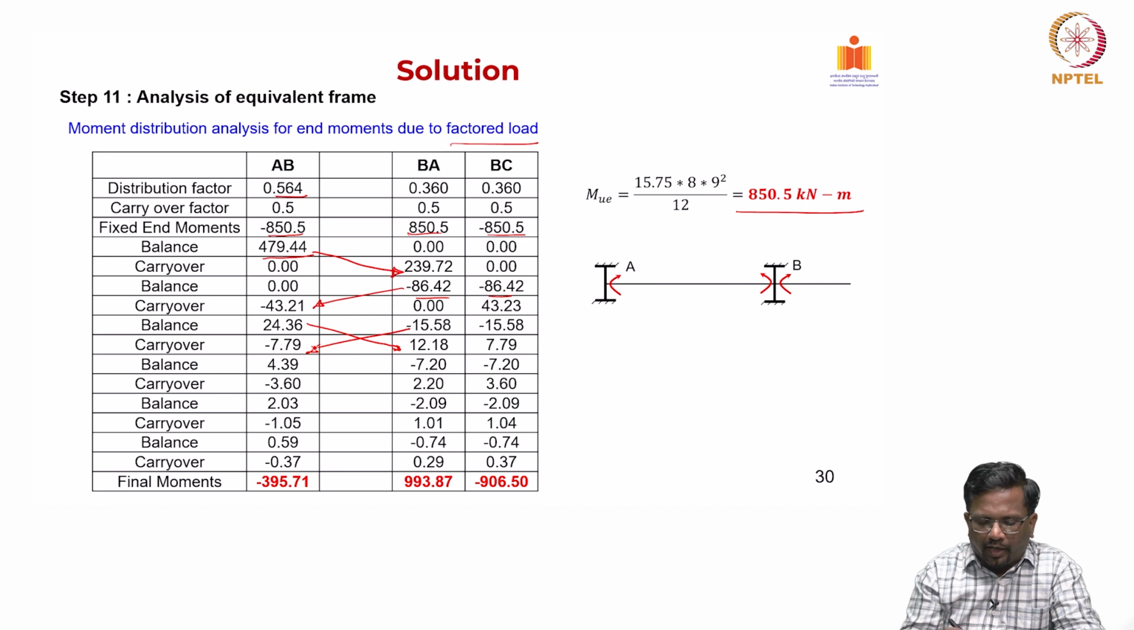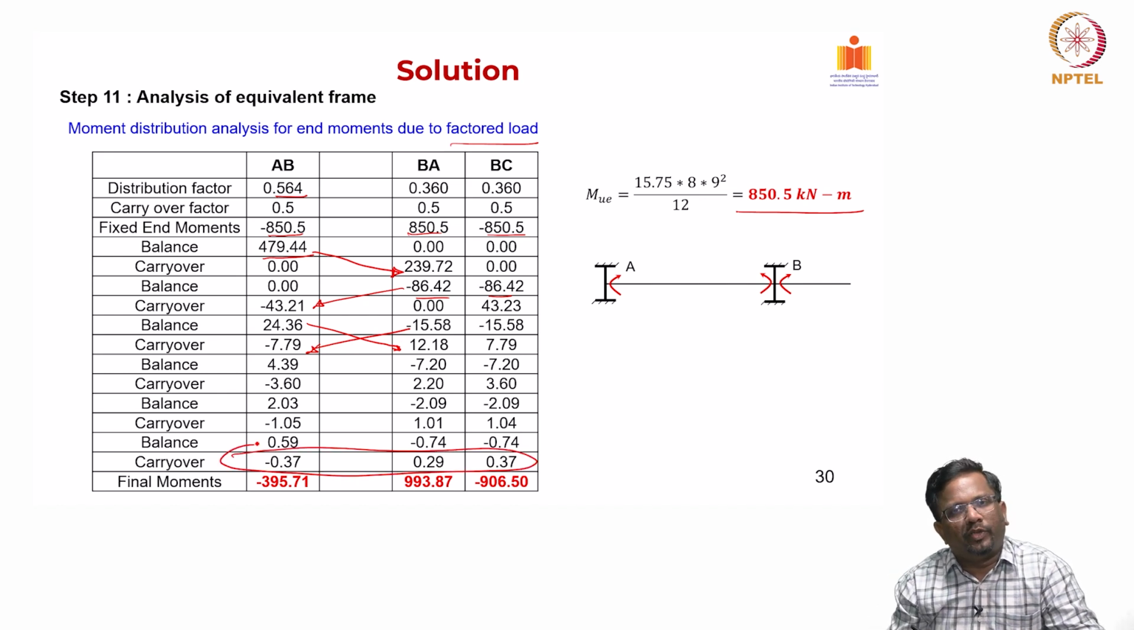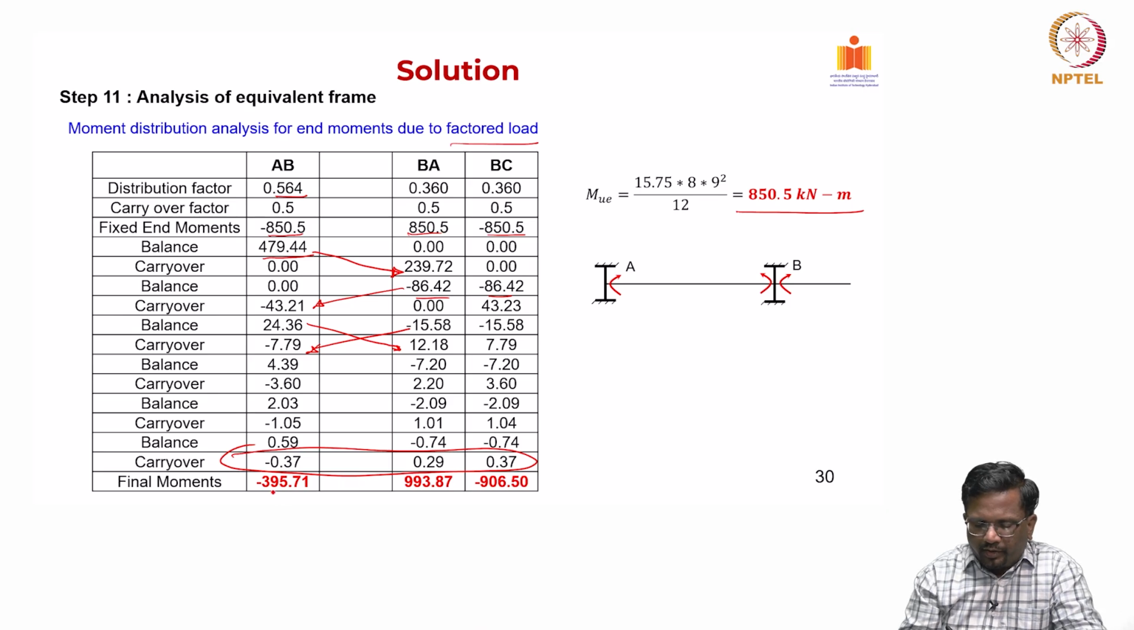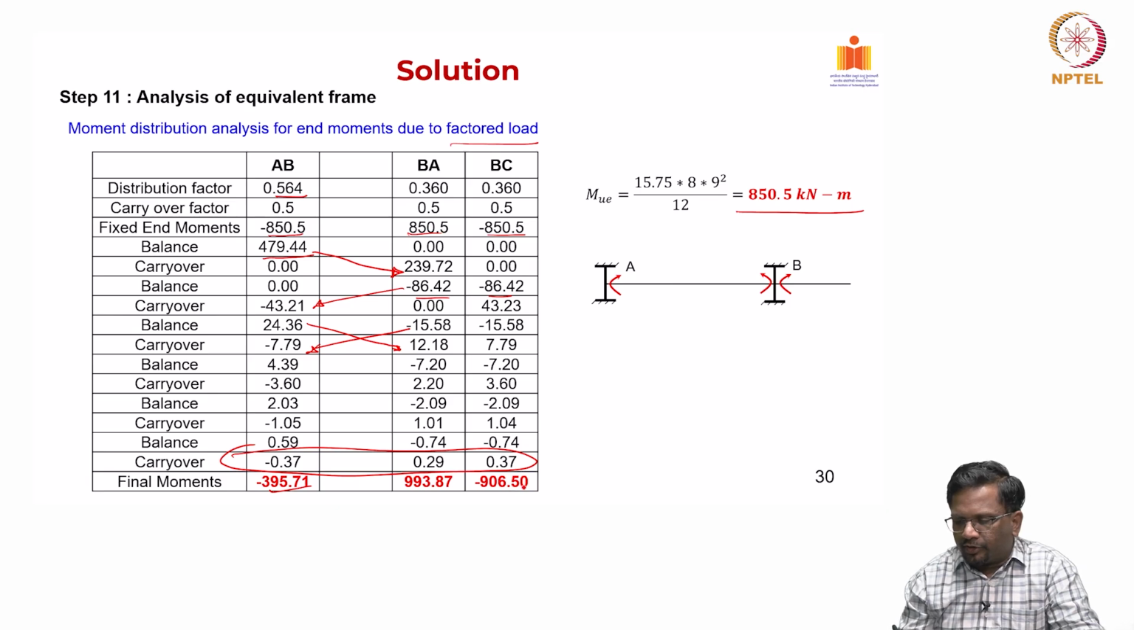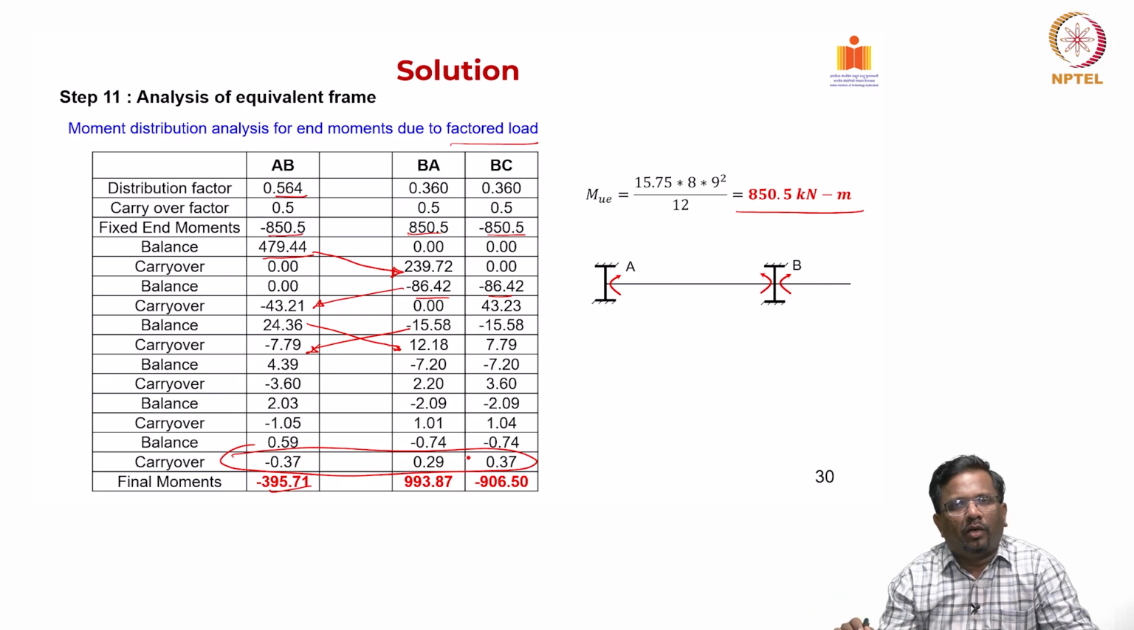So, we do that until the carryover moments become negligible. Then finally, you add all of them and you find that this is negative 395, and 993, and 906.5. You will find that this will not be balanced because this joint also has a column above and a column below in addition to that.